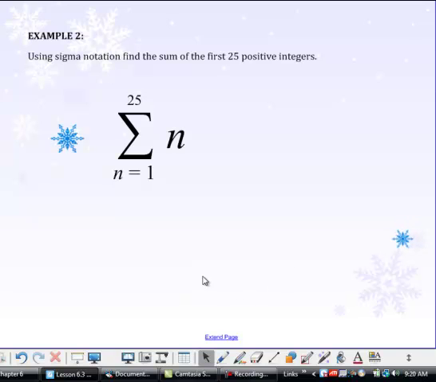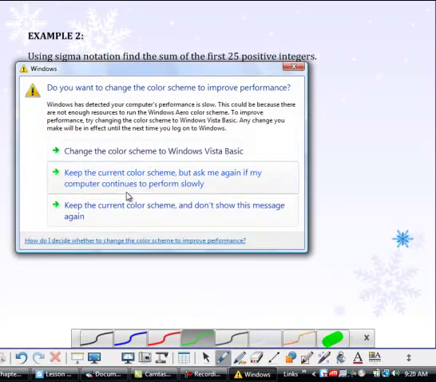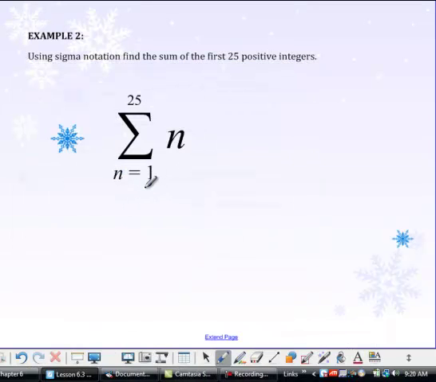Example 2. Using sigma notation, find the sum of the first 25 positive integers. Does positive really have any key significance here? No, because it tells us to start at 1, so that's positive, and go all the way to 25. Therefore, if I count on my fingers, 1, 2, 3, 4, all the way up to 25, I do know that I'm positive. And my value n represents the function here.